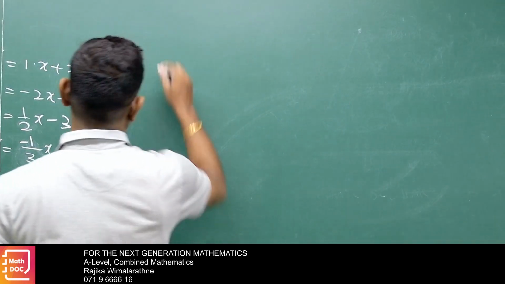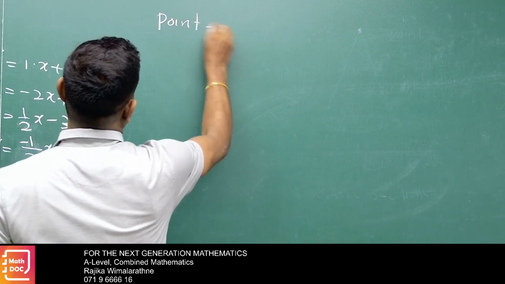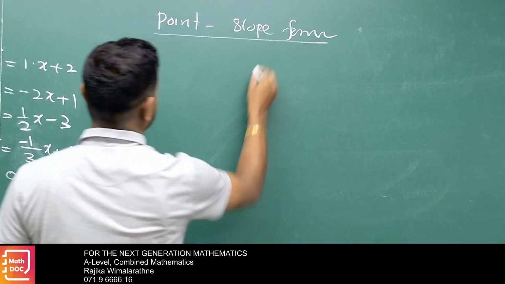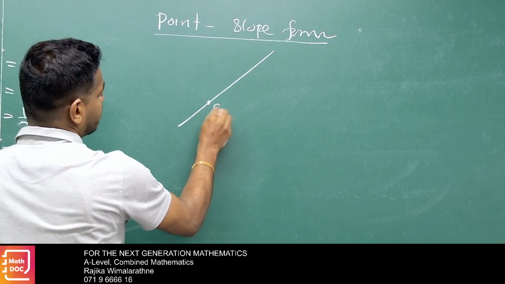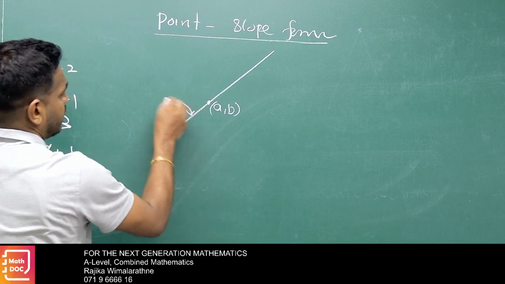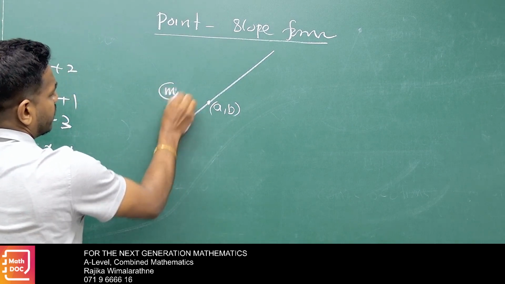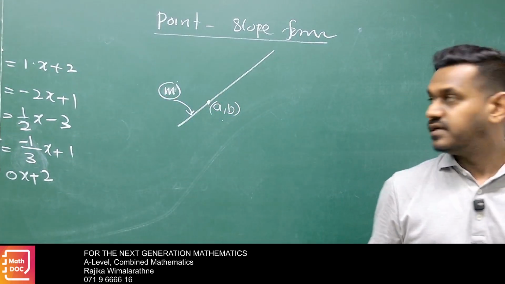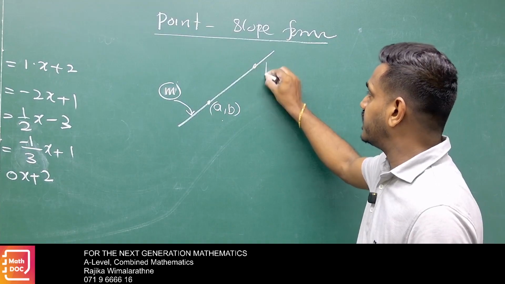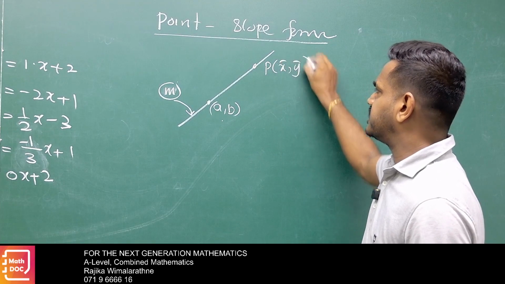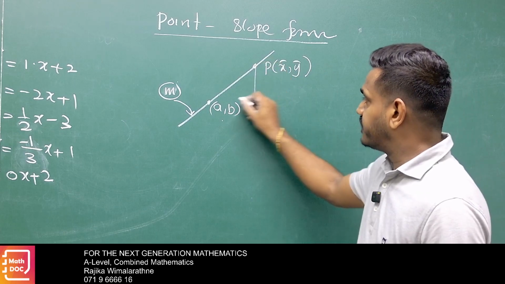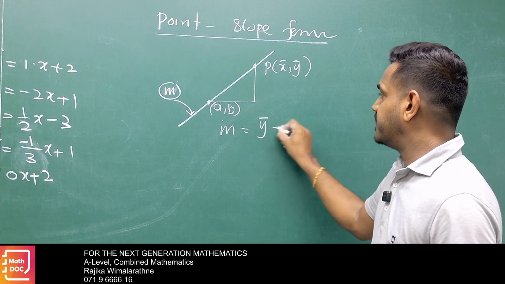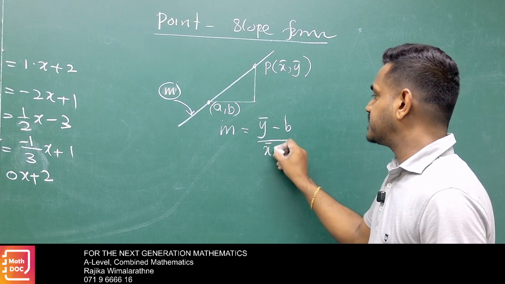Next one, point slope form. Here a point on the line is given, (a, b), and the gradient m is given. These two data are given. So you can take a point P, (x bar, y bar), first. Then gradient means y difference over x difference, so m equals (y bar minus b) over (x bar minus a).